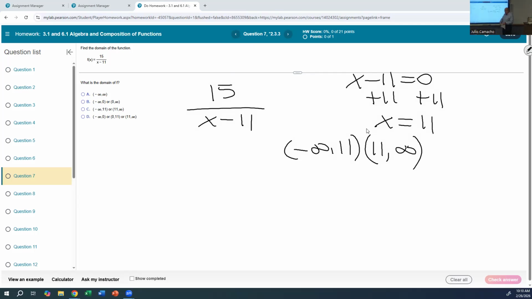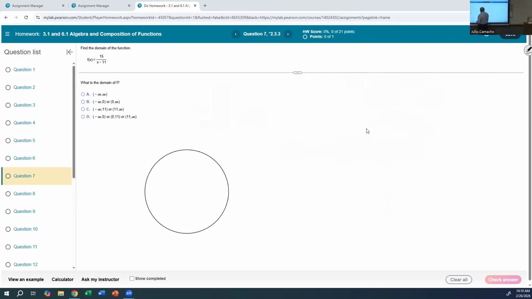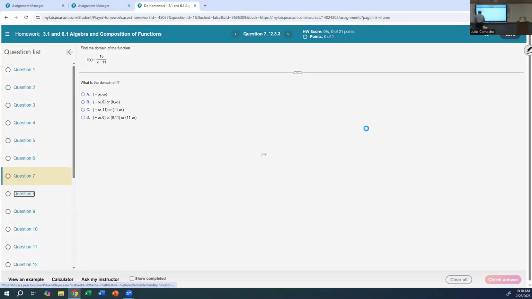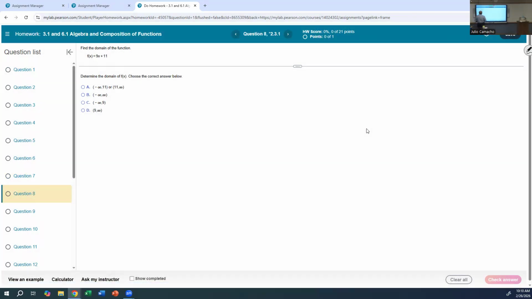Any question? Not yet. Now let me erase. Let's keep moving. Question number 8. We have these other equations, a linear equation, 9x plus 11. Do we need to exclude any number from there? No, because there is no division, and because it's a linear equation, you can replace x for any real number. So which one will be the answer? A, B, C, or D?